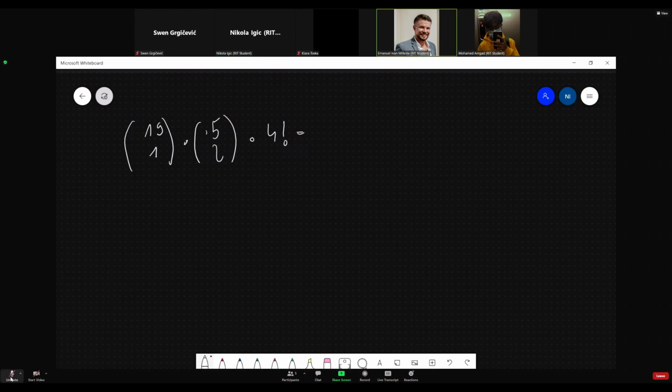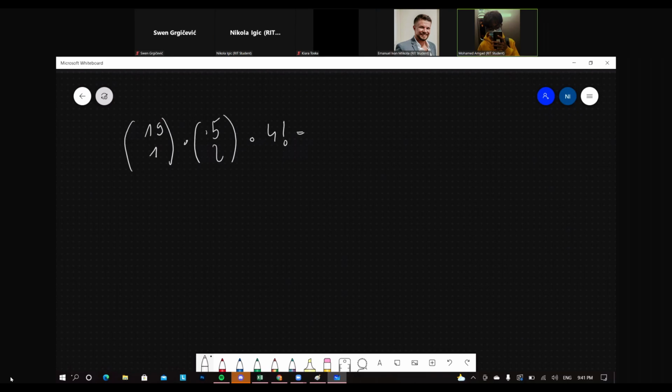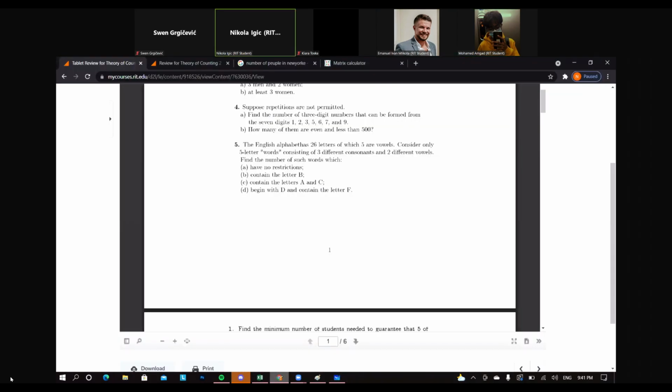Last thing before we go crazy. Is the word supposed to be of 6 letters? No, it said 5 letters, 3 plus 2. 3 different consonants, 3 letters, and 2 different vowels, 2 letters. 3 plus 2 is 5. There we go.